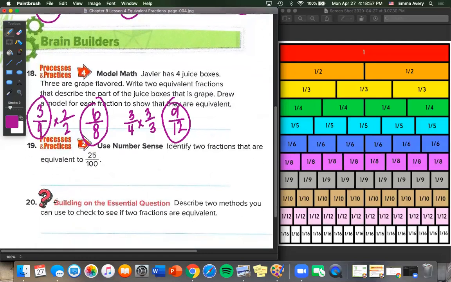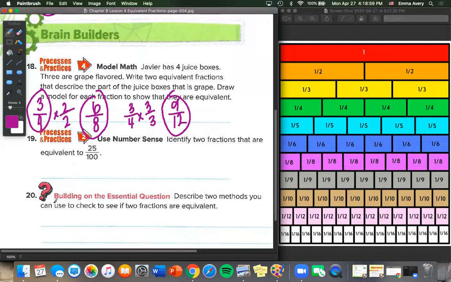Okay, use number sense. Identify 2 fractions that are equivalent to 25/100. Well, let's see. If we had 100 pennies, how many pennies do we have? What is that worth? It's worth $1. And what is 1/4 of $1? It's in the name, it's a quarter. So we know that 1/4 of $1 is equal to 25/100.